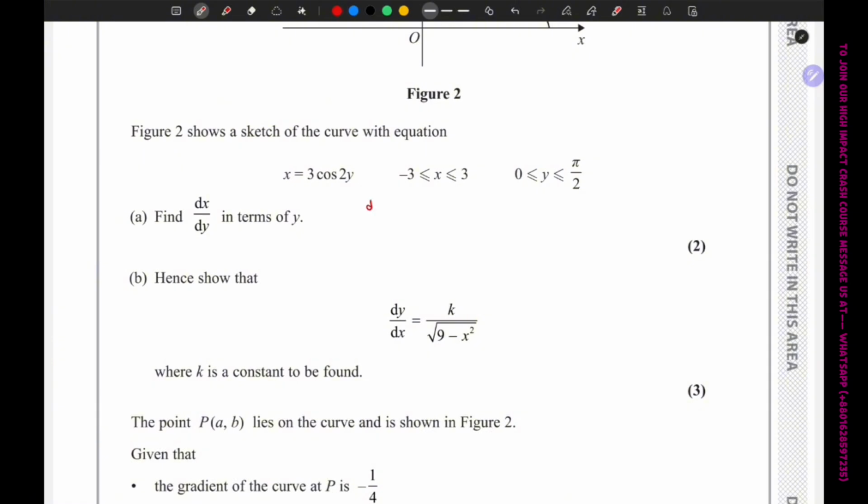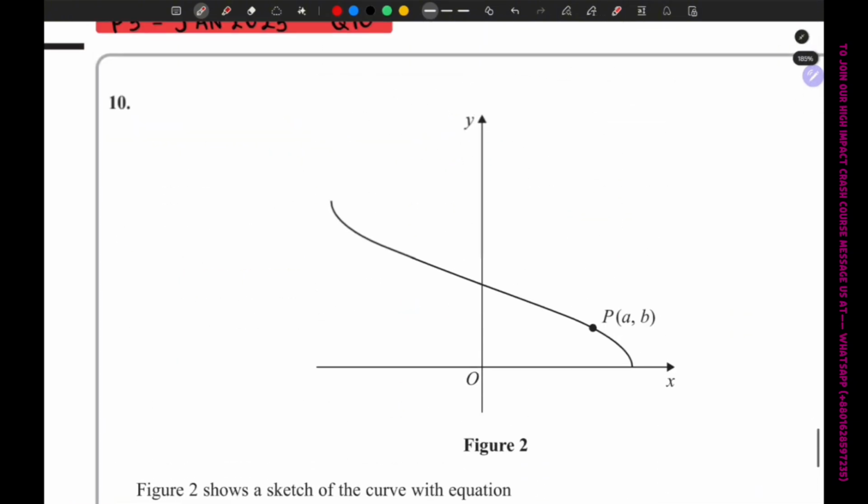We usually differentiate it like dy over dx, but now since x is the subject of the equation, this will be dx over dy. So dx over dy will be, and we know that the derivative of, let's say we have cos ax, where a is a constant, the derivative of this will be minus a sin ax.